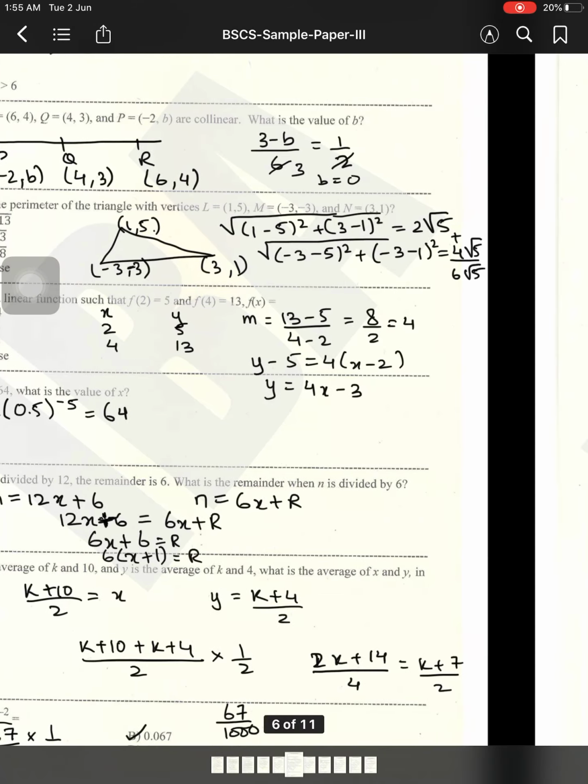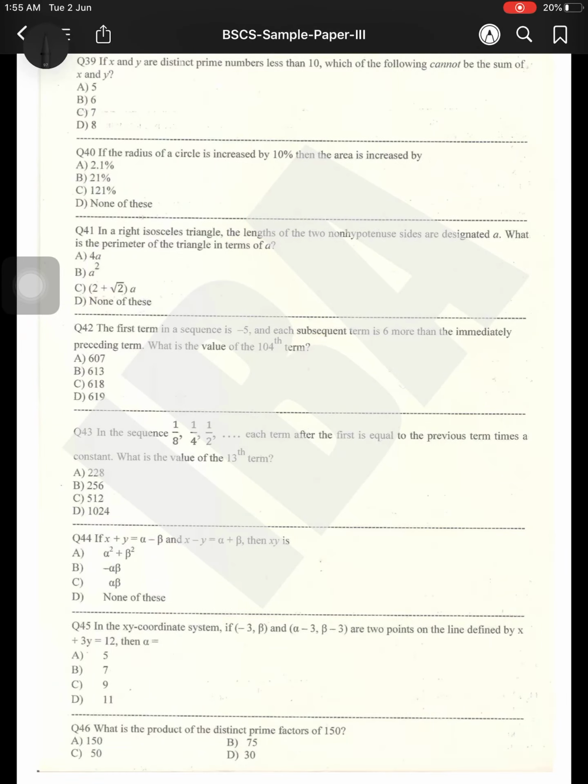This next question, he says, what is the answer for this? Okay, 67 divided by 10 multiplied by 1 upon 100. So 67 upon 1000 should give us 0.067. So it's going to be B.